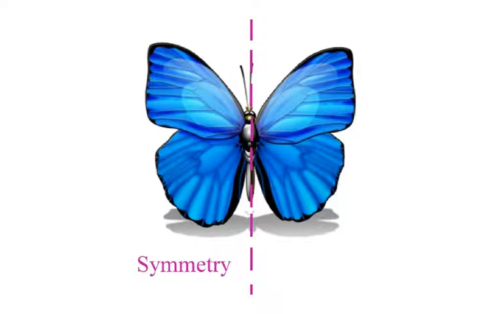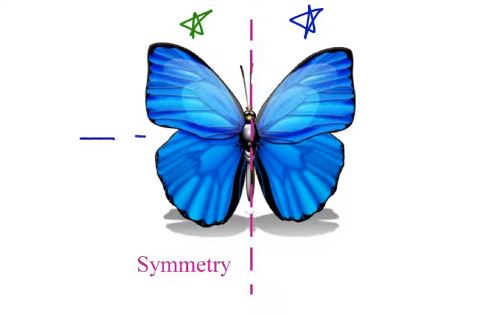This butterfly has one line of symmetry. The purple dotted line represents a line of symmetry. It is the line that divides the butterfly into a perfect reflection. This side reflects with this side. We could only divide this butterfly vertically and have it be a reflection.